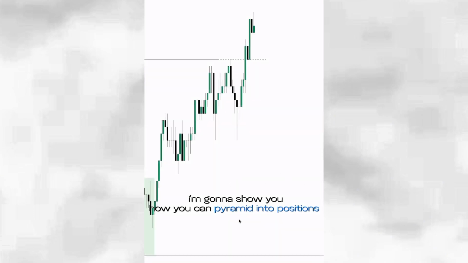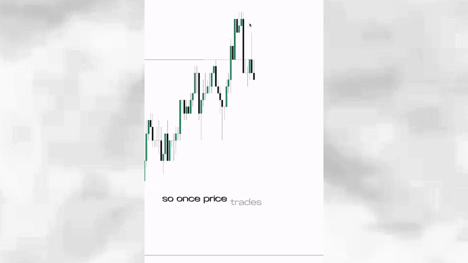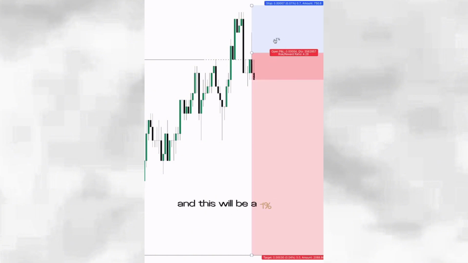I'm going to show you how you can pyramid into positions and how much you should be risking. So once price trades into this fair value gap, once taking the buy side liquidity, this is your first entry. And this will be a 1% risk. And this is the low risk sell.